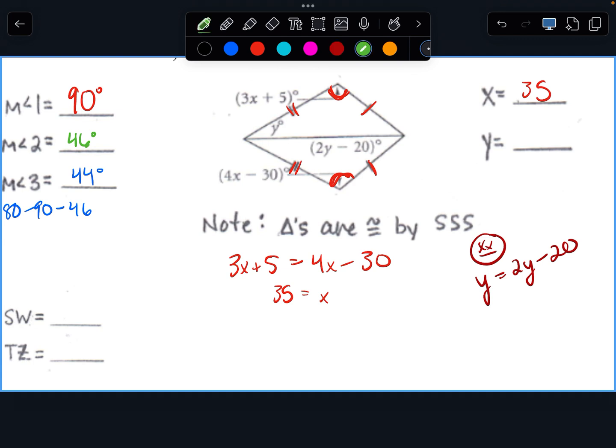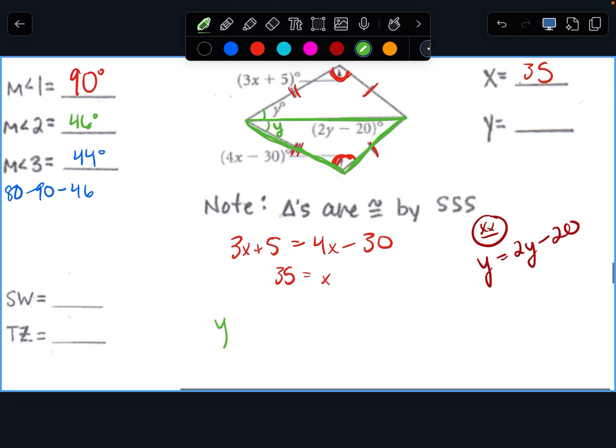Okay, ready? You're going to put the y over here, and over there, because the triangles are congruent by side, side, side. Then it's going to be a hardcore triangle 180 problem. So it's going to be super long. You're going to go y plus 2y minus 20 plus 4x equals 180. So it's a super hardcore, all the angles add up to 180 triangle problem.